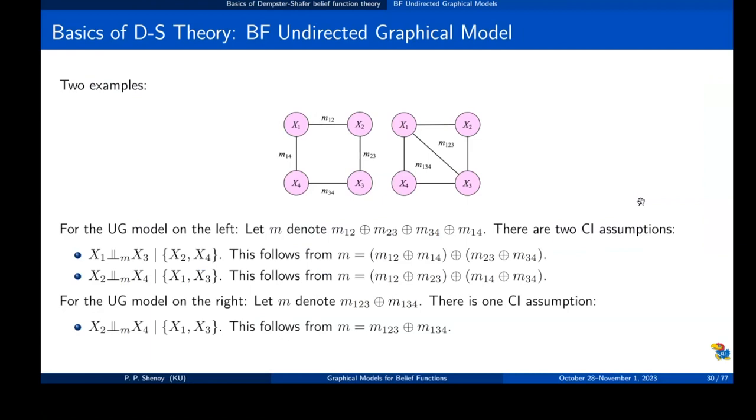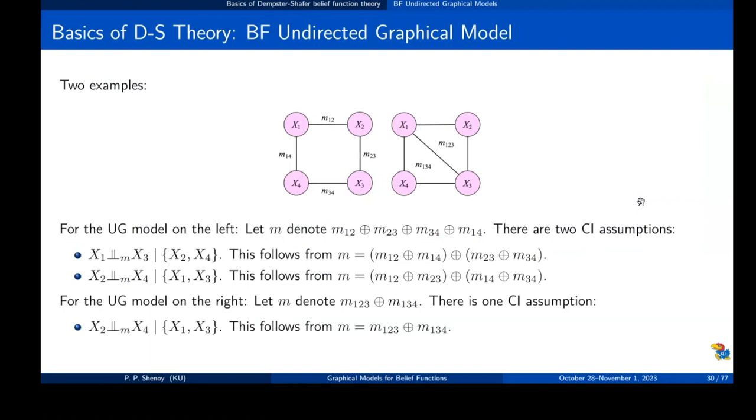I can take this particular factorization, M12, M14, M23, M34, and you can see that X2, X4 are common. X2, X4 is in both of the domains here. So given X2, X4, X1 is independent of X3. And if I rewrite the joint, I can show that given X1, X3, X2 is independent of X4. Yes.